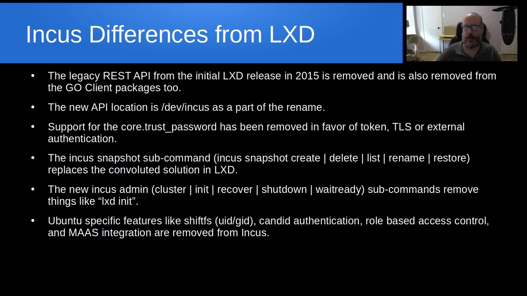So Ubuntu-specific features like ShiftFS, which is a way of mapping UIDs and GIDs to containers, Candid authentication, and role-based access control, as well as the metal-as-a-service integration, or MAAS, are now also removed from Incus, since those are more Ubuntu-specific, and there are more integrations with Canonical projects. So people sticking to LXD are probably more interested in integrations with Canonical projects, whereas people that are migrating to Incus are looking for more of an open source solution where the server is handled the same on various distros, and then being able to create containers of various distros will never be an issue.